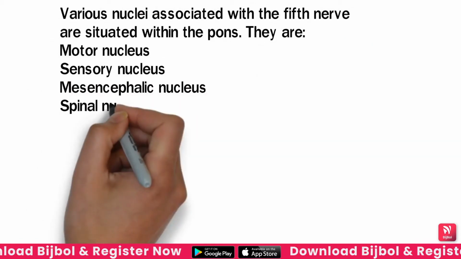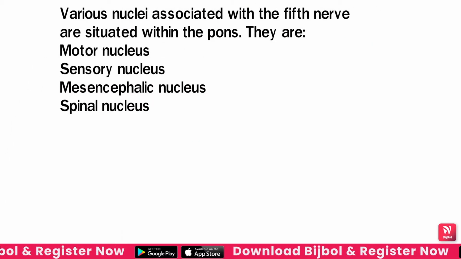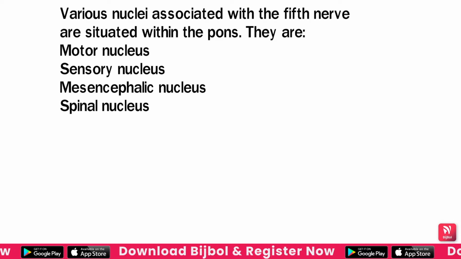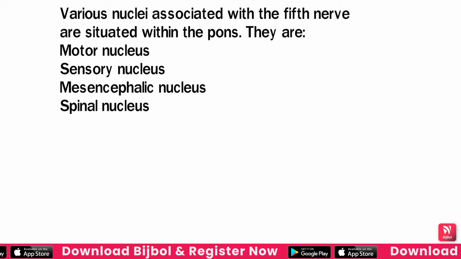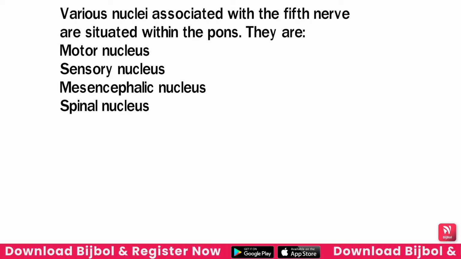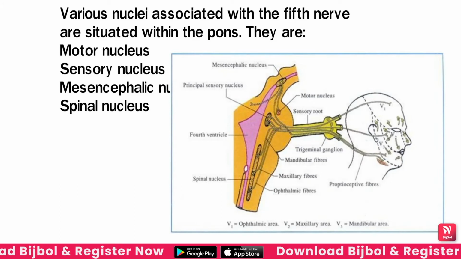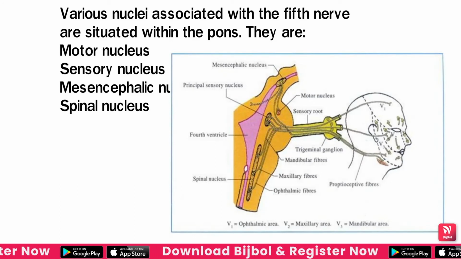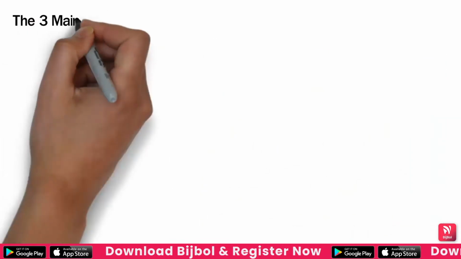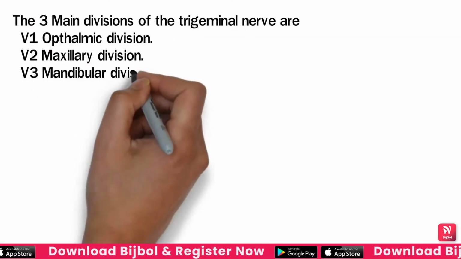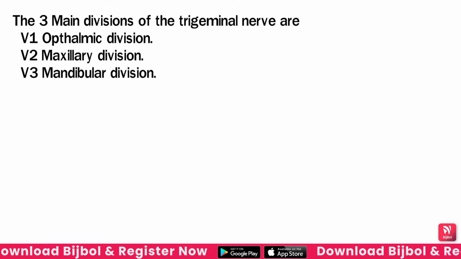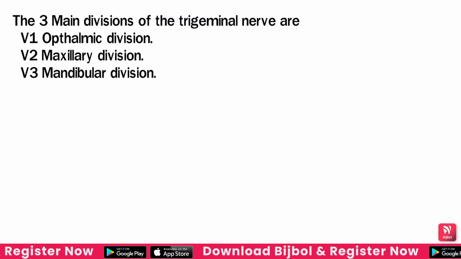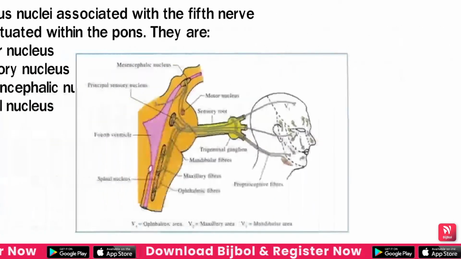Various nuclei are associated with the trigeminal nerve and these are situated within the pons. The nuclei are the motor nucleus, sensory nucleus, mesencephalic nucleus and spinal nucleus. This diagram indicates the different nuclei of the trigeminal nerve situated in the pons. Now, coming to the divisions of the trigeminal nerve. It is divided into three divisions or three branches. V1 is the ophthalmic division, V2 is the maxillary division and V3 is the mandibular division.